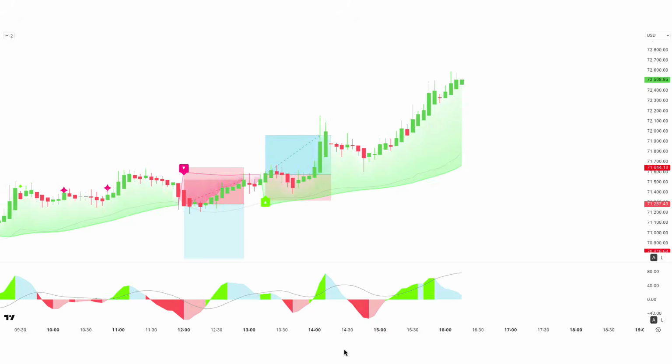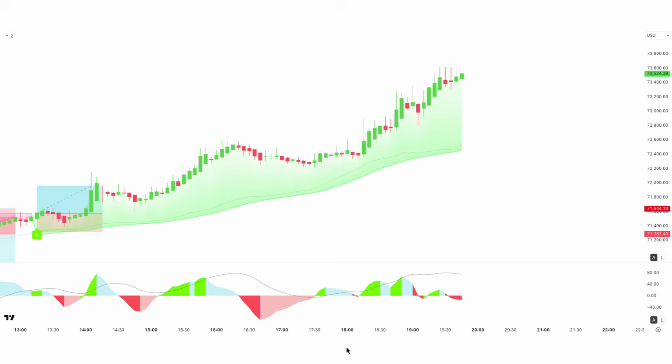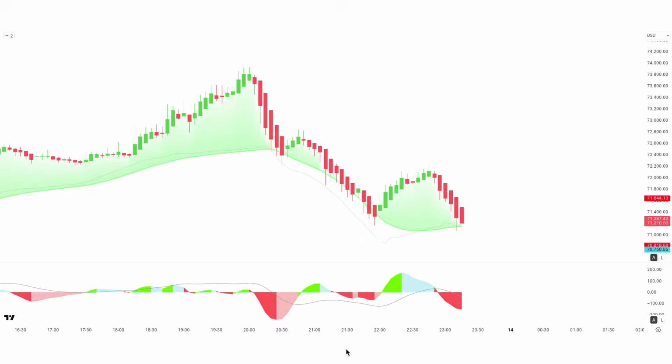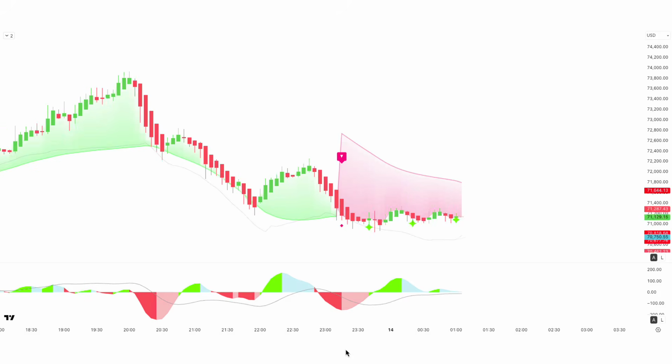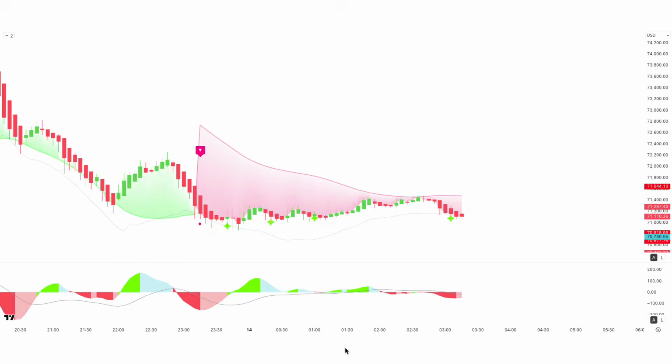This trend sniper system helped you understand how patience, confirmation, and smart timing can improve your trading decisions. Remember, no indicator is magic on its own. The real power comes from discipline, risk management, and consistency.